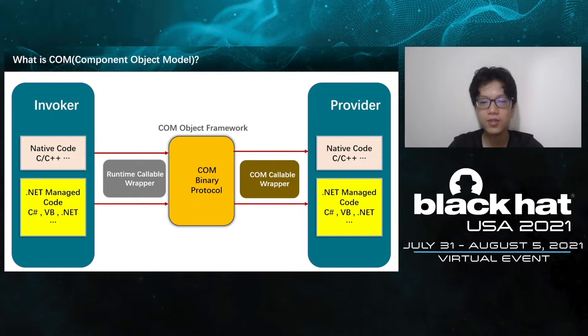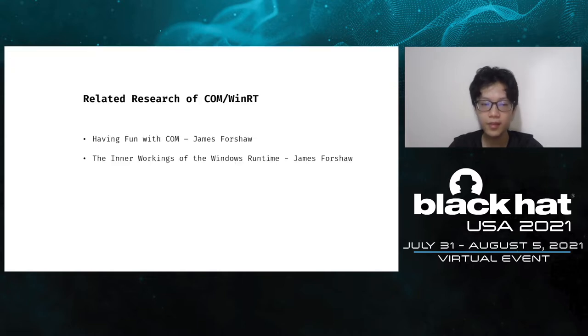COM is widely used in Windows systems. They are often used for cross-process communication, especially between low-privileged process and high-privileged process. This provides an attack surface for attackers to get privilege escalation. And there has been a lot of research on COM and WinRT published by James Forshaw. We don't intend to discuss the detail of the basics of COM here.